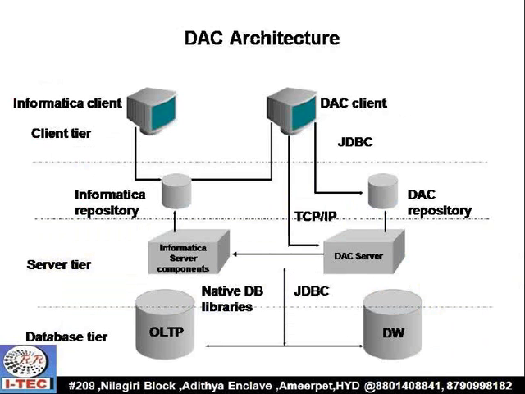Now next one. If you see the DAC architecture, what is the DAC doing, sir? This is the DAC server. This DAC server contacts either the source system, that is OLTP, or what, sir? The data warehouse. Once it has communicated, whatever things are there, all those are saved into where, sir? The DAC repository. The DAC server communicates with what, sir? The Informatica server. Informatica corresponding things are available in the Informatica repository. Informatica things will be accessed using the Informatica client. DAC things will be accessed using the DAC client. Am I clear on this point?